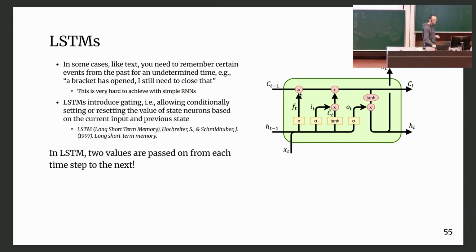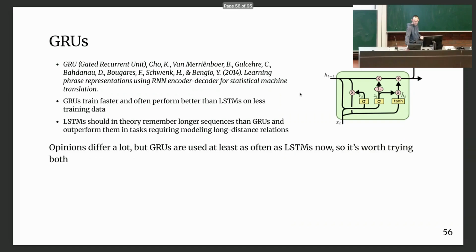So a bit more complicated internals works a bit better for long sequences. This is quite similar, a little bit in between, a little bit more simplistic. They train faster. Very often, if you have less training data, they tend to do a bit better than LSTMs. Practice varies. Whether an LSTM or a GRU unit works best depends on the data that you're working with, so you might want to try both.